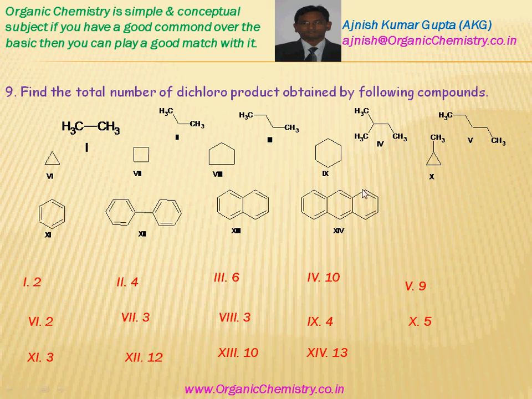So 1 fixed Cl over this position, 1, this is 2, so 1 2, 1 3, 1 4, 1 5, 1 6, 1 7, 1 8, 1 9 and 1 10, along with 2 2, 2 3, 2 6, 2 7, along with 9 and 10. So answer will be 13.